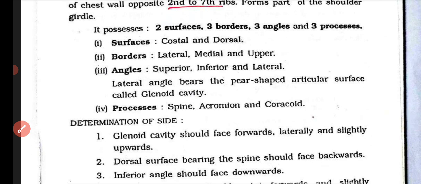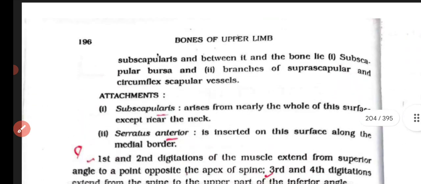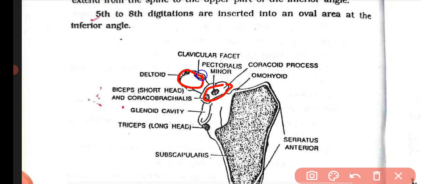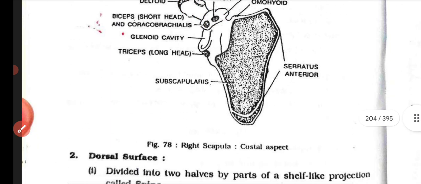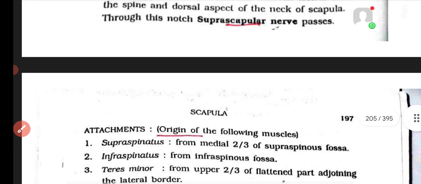Now the fourth point is the processes. What are the processes present? I already told you: the spinous process, acromial process, and coracoid process. What are they? This one is the coracoid process. This one is the acromial process, and this one is the spinous process. Okay.